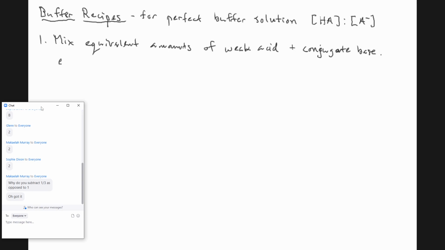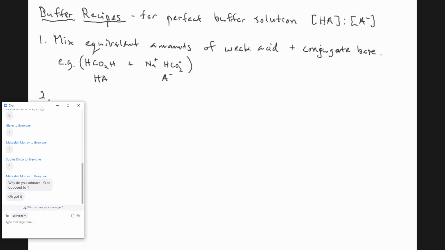So a good example of this would have been your HCO2H, or acetic acid, and you have some sodium acetate, right? HCO2. Equal amounts of each. So you have your acid. This is what I consider HA. This is what I consider A minus, right? Because this is the minus, and this is the plus from the sodium in solution. So equal amounts of those.